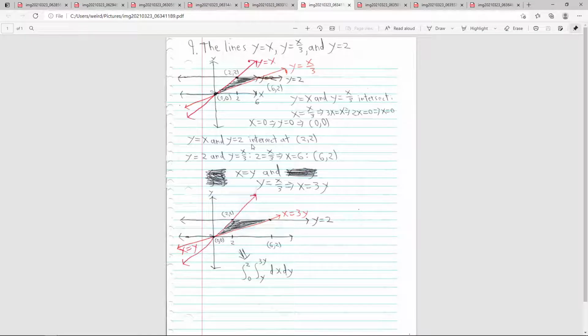y equals x and y equals 2 intersect at (2, 2). And y equals 2 and y equals x over 3 intersect at x equals 6, because 2 equals x over 3, so (6, 2). y equals 2 is the horizontal line here, so it's a triangle bounded by these 3 lines, with vertices where they intersect.